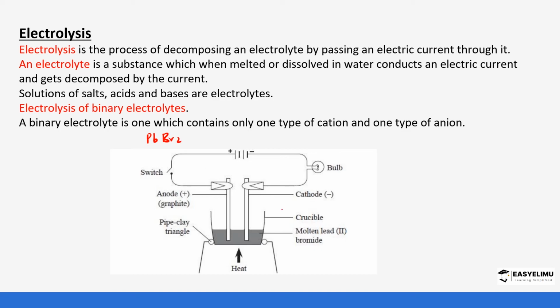So for lead-2 bromide, it's put in this setup. You can see the anode is attached to the positive terminal of the battery, while the cathode is attached to the negative terminal. So that's the reason why they are called positive and negative. It's not necessarily that they are positive and negative, it's because of the attachment to the cell. And then they are dipped in molten lead bromide, and you can see it has been heated, and we know this heat is the one that tells us that it has been heated to molten state.